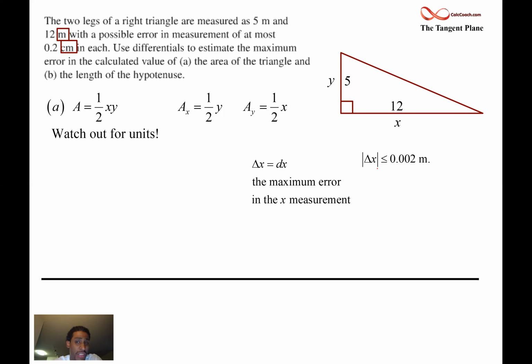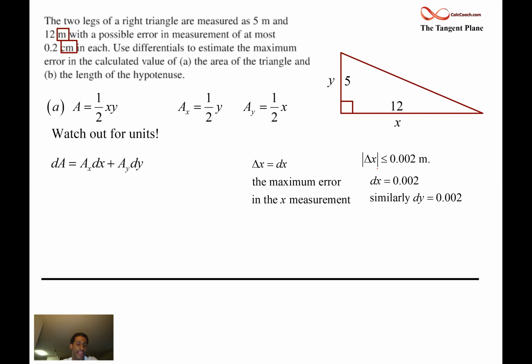That's the delta x. It was also the delta y. 0.002 of a meter, 2/1000ths of a meter, or 1/500th of a meter. And so if we change x by 1/500th of a meter and we change y by 1/500th of a meter, the question is, what happens to the area?